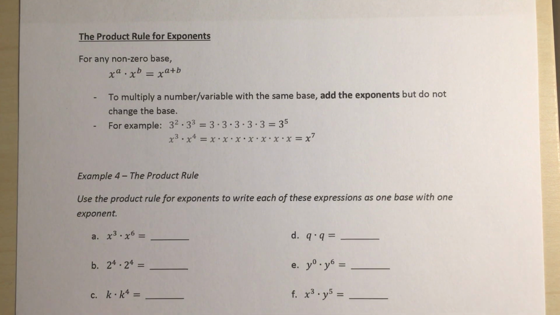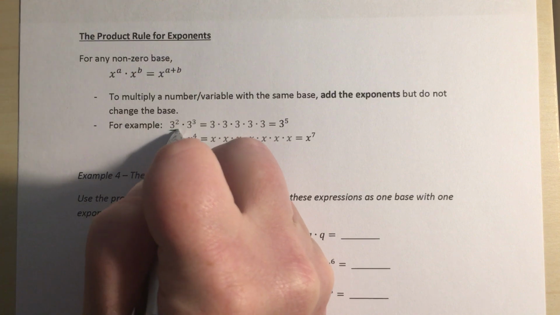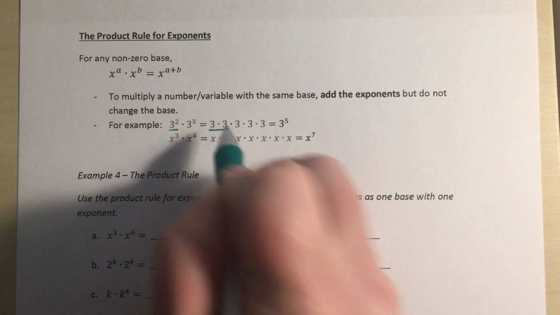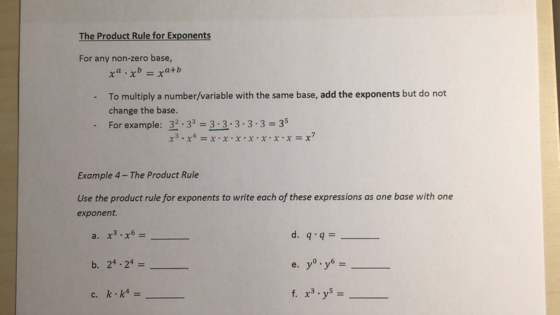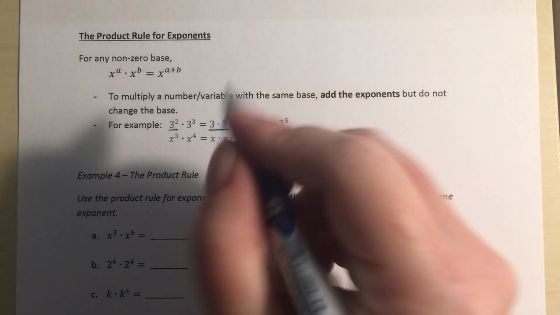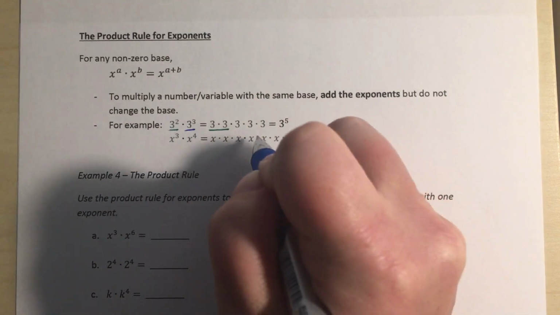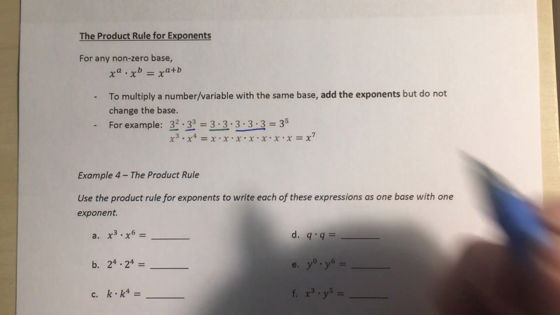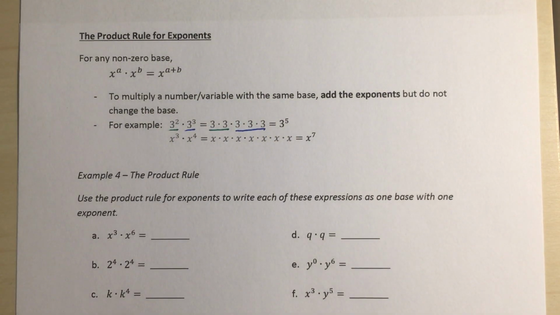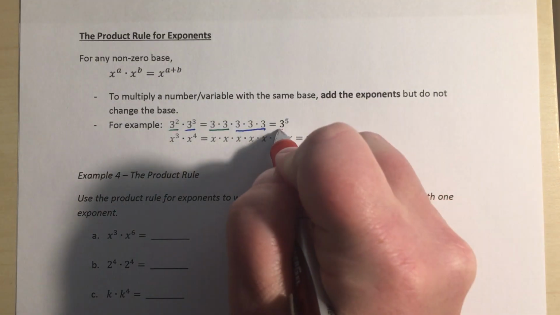And if we look at what this means, I've got a couple of examples written out here. If we think about 3 squared, 3 squared means 3 times 3. Then if we multiply that 3 squared times 3 cubed, well, 3 cubed means 3 times 3 times 3. And if we add our exponents, our 2 plus 3 gives us 5. So we get a final answer of 3 to the 5th power.